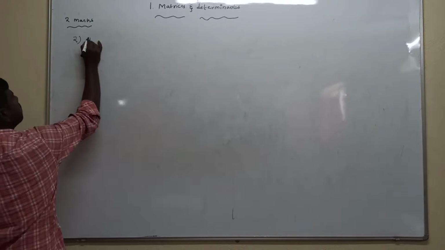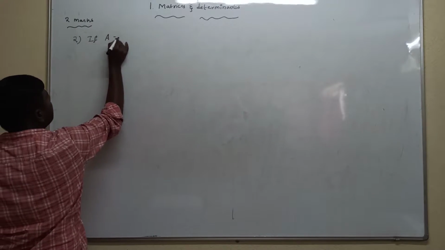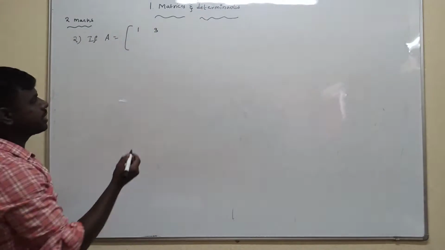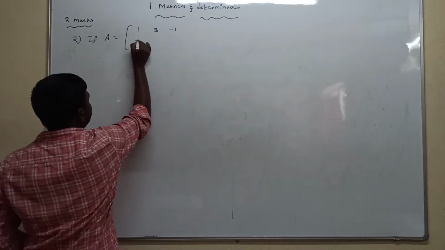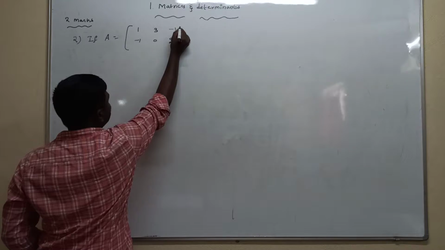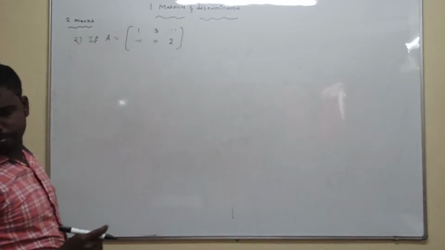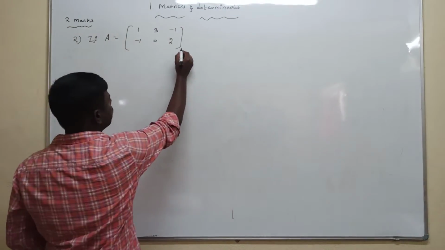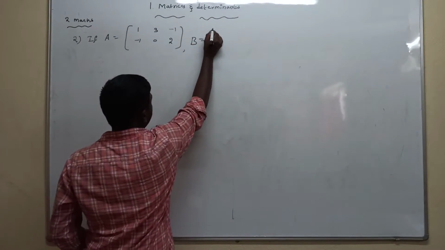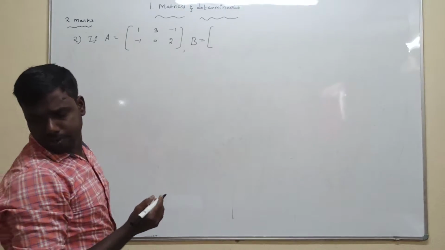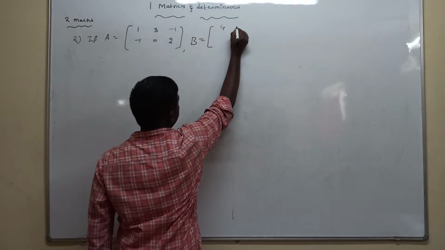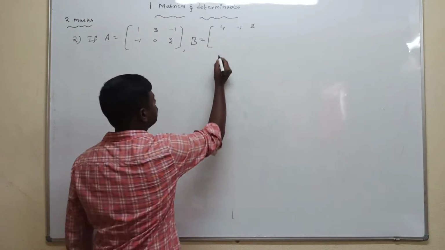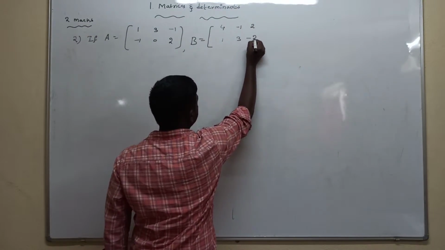If capital A is equal to 1 3 minus 1 minus 1 0 2, and B is equal to, given matrix is 4 minus 1 2 and 1 3 minus 2.